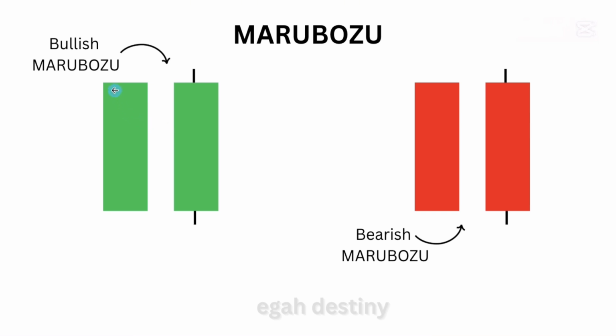These can be seen as a Marubozu. These can also be seen as a Marubozu. These can be seen as a bearish Marubozu, and these can be seen as a bearish Marubozu.